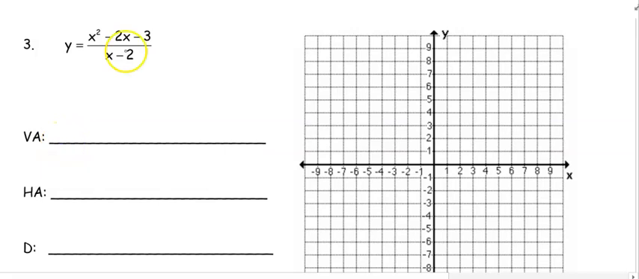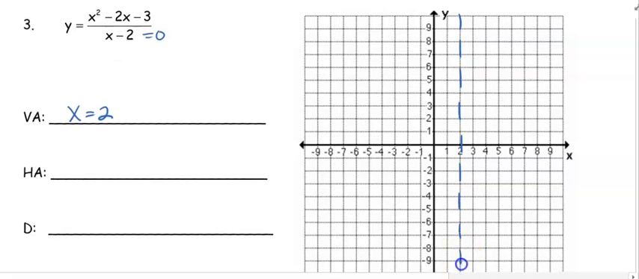Our vertical asymptote, we set the bottom equal to 0, giving us a vertical asymptote at 2. We plot that on our graph. The horizontal asymptote, we look at our degree. I have x squared over x. That means that the higher degree is on top. When the higher degree is on top, there is no horizontal asymptote.